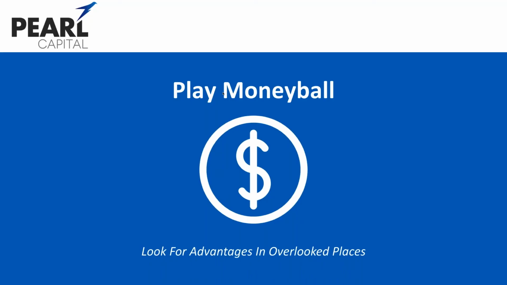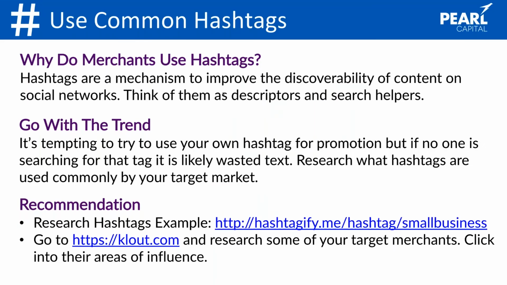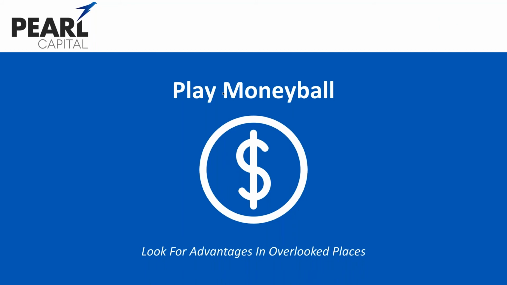Okay, playing Moneyball, kind of rounding, going for home here. Look for advantages in overlooked places. So before we get into hashtags here, I want you to think about this concept. Most of your competitors have really big budgets.